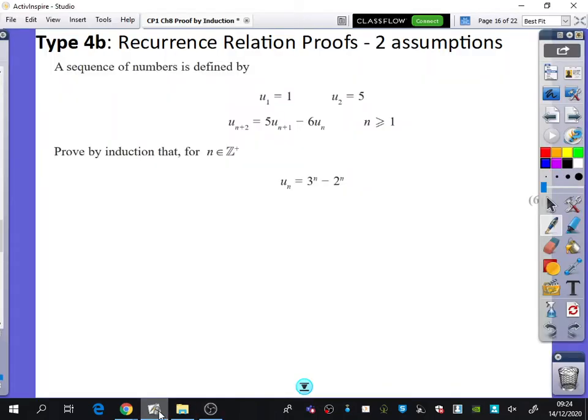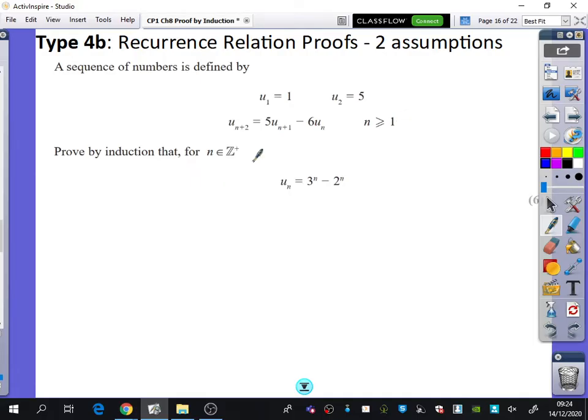So the other type of recurrence relation is one where you need to have two assumptions. In that previous one, we had to just assume it was true for n equals k. This one we're going to have to do a couple of assumptions. So in this question, it says that a sequence of numbers is defined by u1 is 1, u2 is 5, and then this time we've got u of n plus 2 equals 5 u of n plus 1 minus 6 u of n, and it's saying that n are natural numbers greater than or equal to 1.